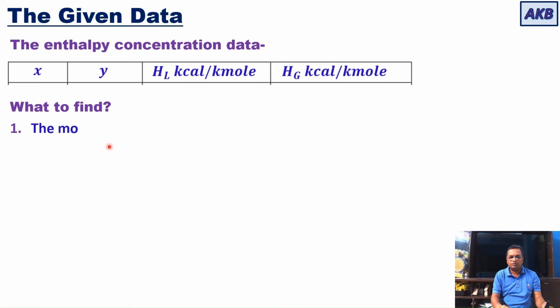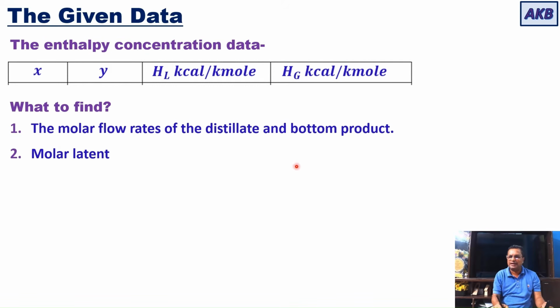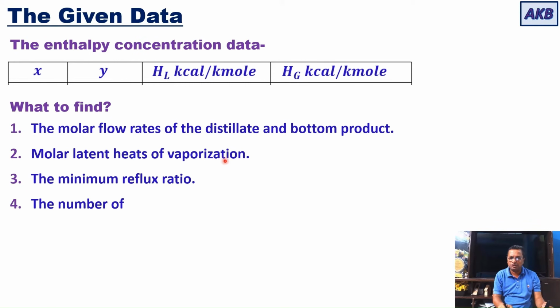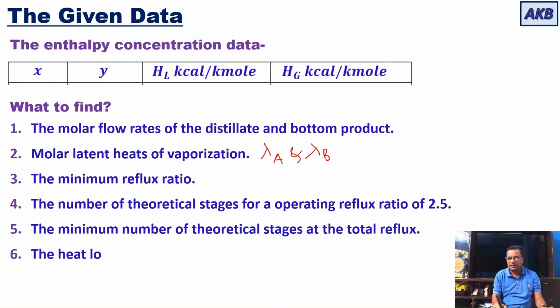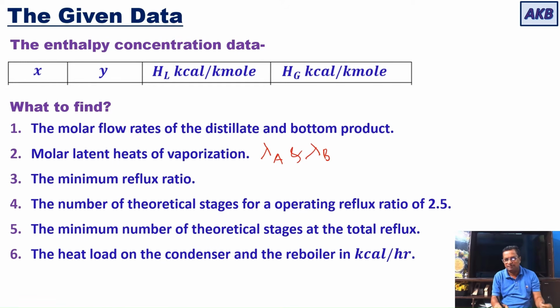Then what are we supposed to find out? We are supposed to find out the molar flow rates of distillate and the bottom product. Then we are supposed to find out molar latent heats of vaporization of the two components. That is, we will be finding lambda A and lambda B. Rather than calculating, we will be noting down the values, and for that we will be using the enthalpy concentration diagram. So lambda A and lambda B we will be reporting.